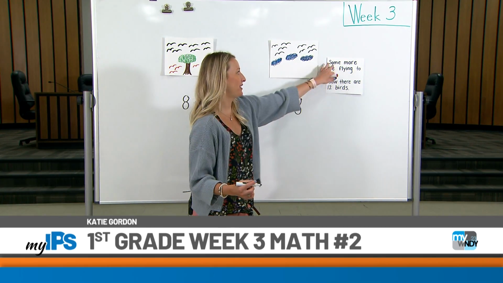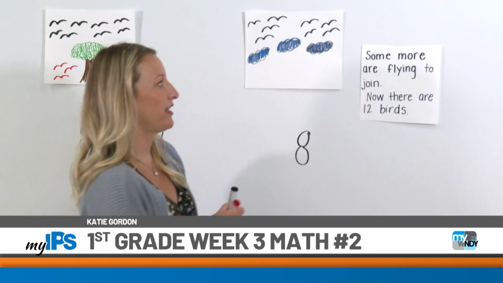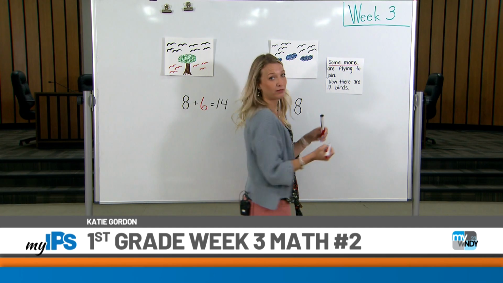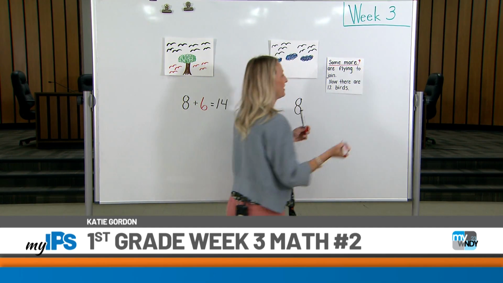But then it says that some more are flying to join. So the key word there is some more. How many more came to join? Do we know? No, we just know that some came. So I know that that's when I use my question mark, that's my label.